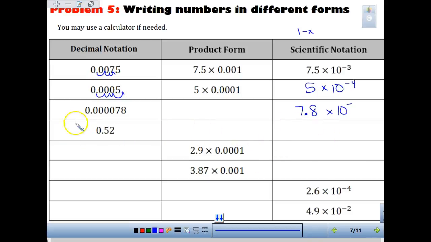As I'm looking at that negative exponent, I need to count how many places I'm moving it. So Kiona, I'm moving it how many? So I'm going to have times 10 to the negative 5.